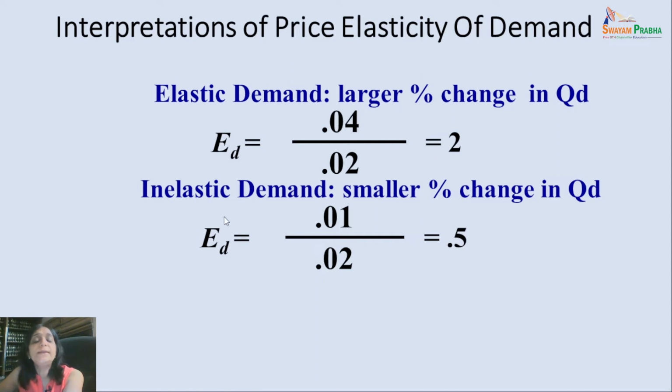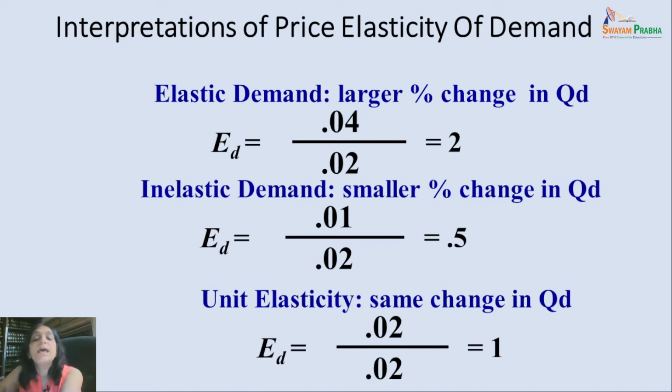On the other hand, inelastic demand means that the percentage change in price was 0.02, whereas the demand changed by only 0.01. It changed, but less than the change in price. Then in that case, the answer of your elasticity would be less than 1, and we say that the demand is inelastic. So demand can be elastic, demand can be inelastic.